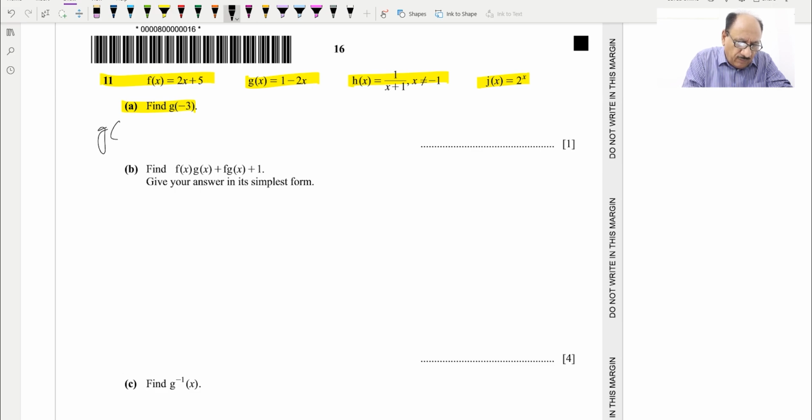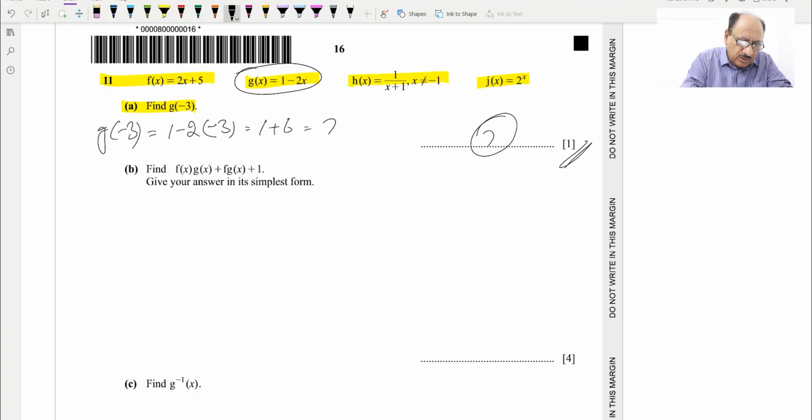So g of minus 3, we will replace in g of x. x is equal to minus 3, so 1 minus 2 into minus 3, and this will be equal to 1 plus 6, which is equal to 7. So 7 will be our answer, and this is for 1 mark.